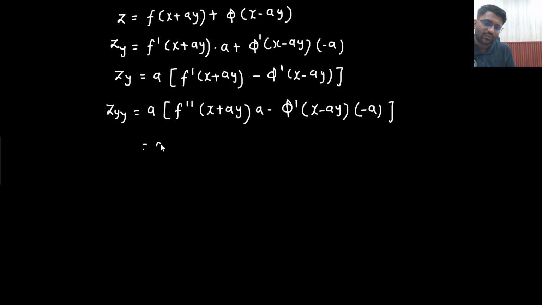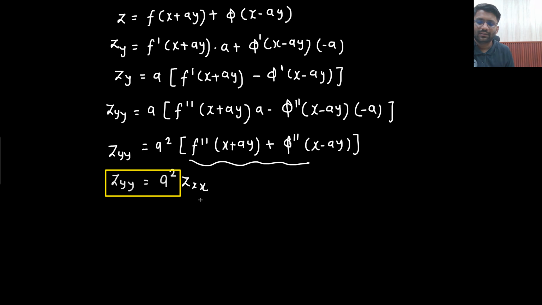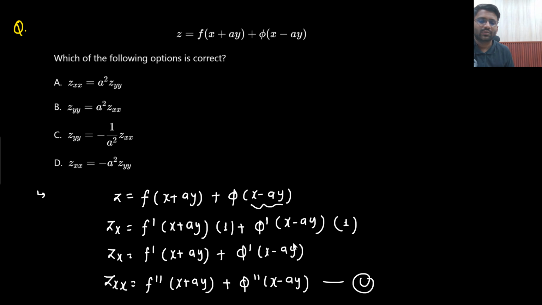So a will come outside: a square f double dash (x plus ay). A I am taking outside, this minus sign will become plus. This actually becomes phi double dash (x minus ay). So this is your zyy. So what are you getting? Zyy is coming out to be a square times what is this? Nothing but zxx. There you go, this is the answer. Zyy is nothing but a square zxx.